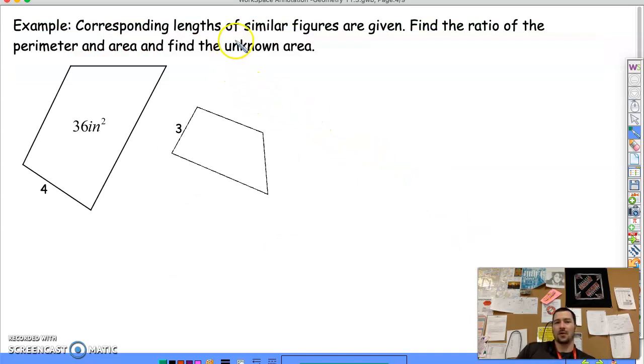So here, those corresponding lengths of similar figures are given, so it's telling us they're similar. Find the ratio of the perimeter. So let's just start there. Ratio of the perimeter is always the same as the ratio of the sides, or the scale factor. So the ratio of the perimeter, my handwriting is terrible on here, is, like it says, 4 to 3.